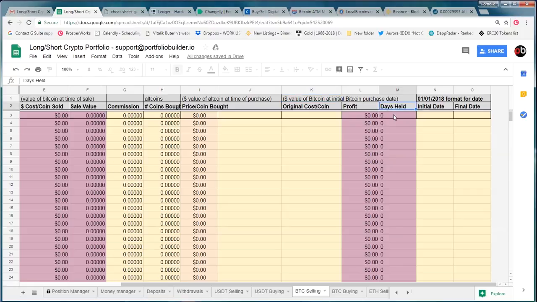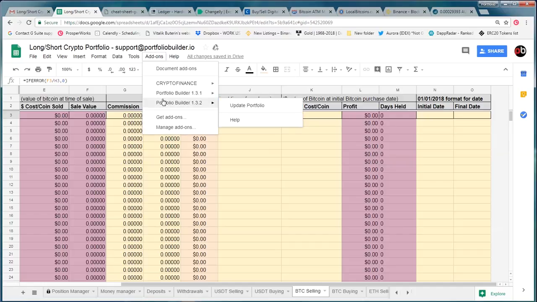Now, the days held is important. If you have held for over a year, you get a far lower tax rate. And so that's why we have the initial date to track the days held. The final date is really important, especially if you don't know the price per coin you paid in US dollars. So if you put in that date with this format right here, it will automatically look up your prices after you trigger an update.